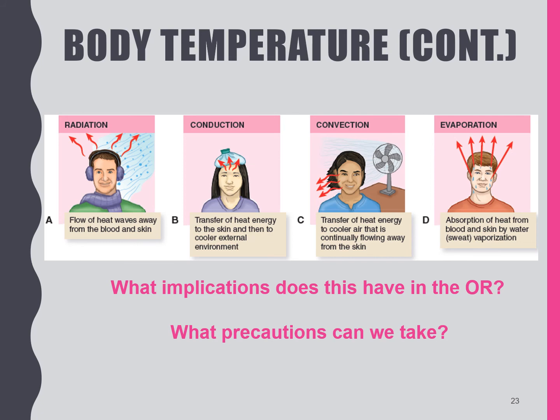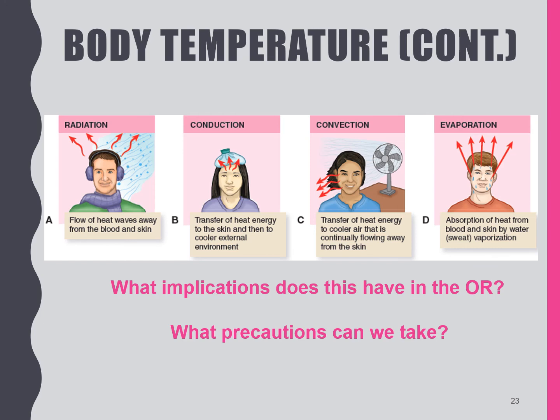So here we can see those 4 types of heat loss pathways. Radiation is the first one here, and it's the flow of heat away from the blood and the skin. The second one is conduction, which is the transfer of heat to the skin and then to a cooler external environment.